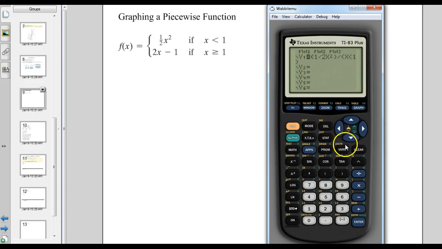Okay, and then I want to do the other side of the graph, so I'm going to go down to y2. Parentheses 2x minus 1, just like before. Close parentheses. If I'm going to do the divide by parentheses, x is second math, greater than or equal to is number 4, then 1. Alright, notice now it's going to pick up and start graphing on the right side of this thing. So there's what this thing looks like.